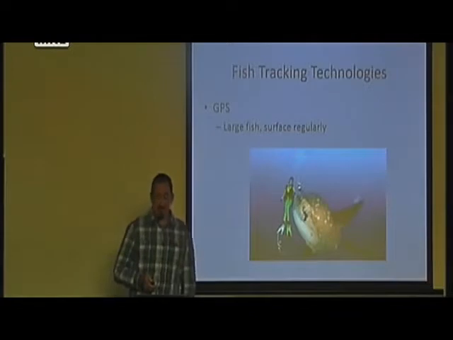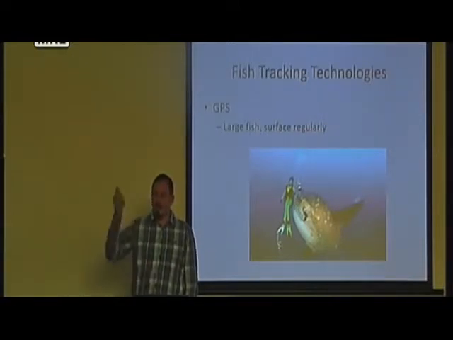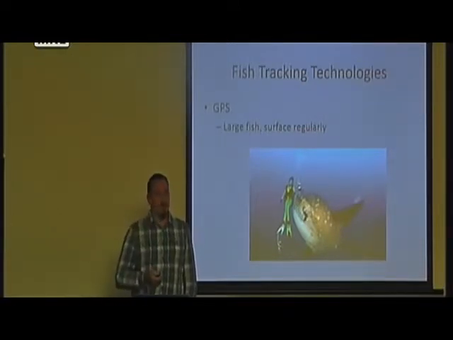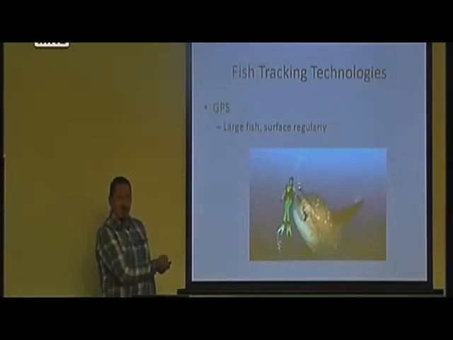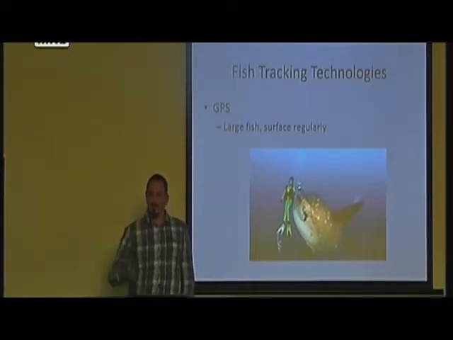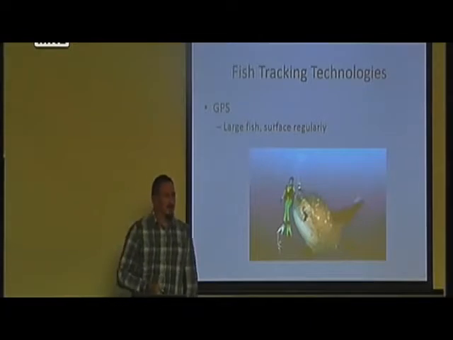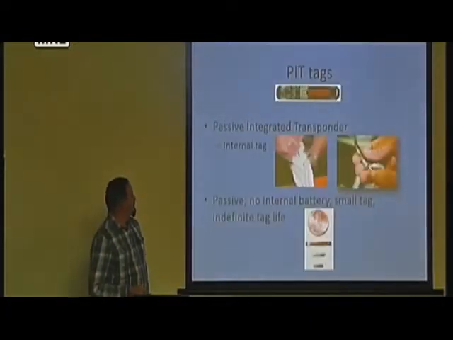GPS, that's for anything that we do. It's just not going to do it. It's a big tag. It needs to be outside the water at some point to be able to get its GPS signal. So something like a big ocean sunfish, they come to the surface all over, great white sharks, dolphins, and all that sort of stuff.